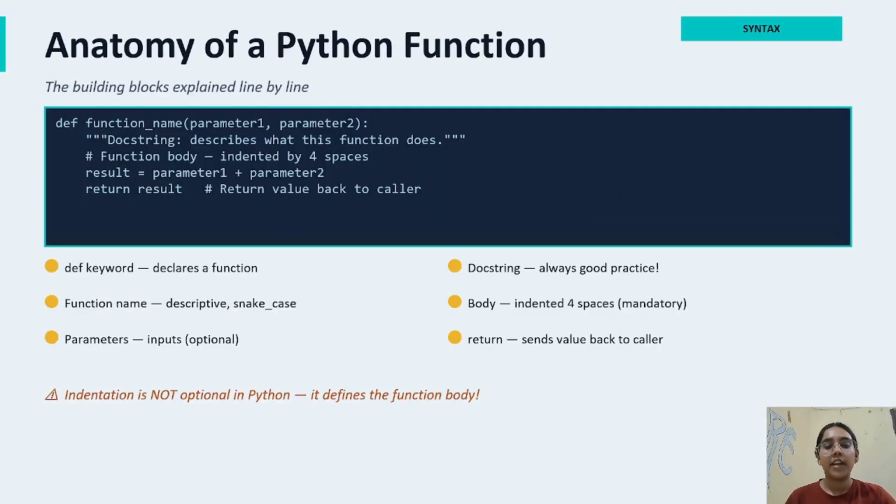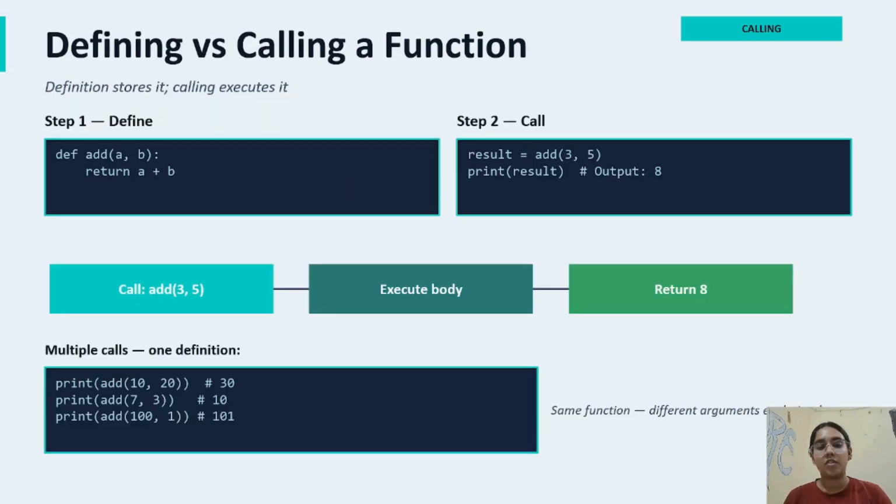Now, let's look at how a function is built. You start with the def keyword, then give it a name. Use snake case like my_function. Inside the brackets are your parameters, the inputs, then comes the docstring, a short description. The body is indented by four spaces. This is mandatory in Python. And finally, the return sends the result back. Simple, right?